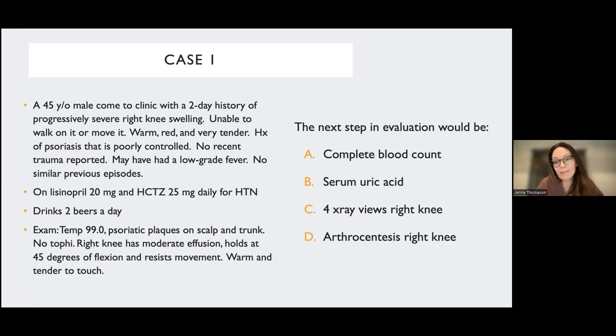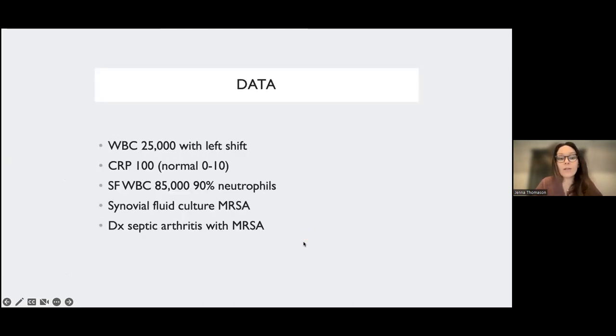I'd like to do all of these things, but the thing that I would do first when I have this patient in clinic is try to get some fluid out of the knee so we can figure out what exactly is happening here. When I take fluid from that knee, I'm going to look at the fluid, and I'm also going to send it for cell count and differential, culture, and also crystal exam.